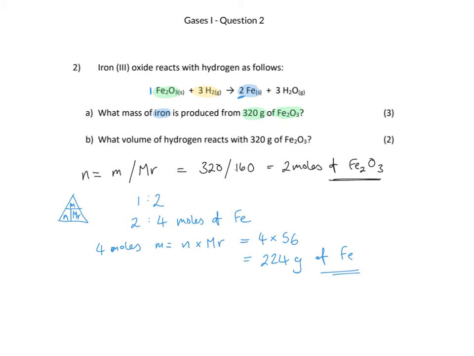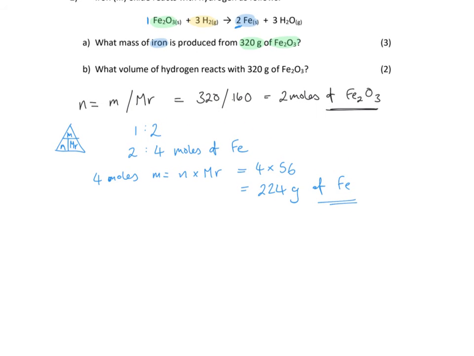Okay, to work down to question B, what volume of hydrogen? Just going to change my pen colour. Bring it back to black. What volume of hydrogen reacts with 320 grams of Fe2O3? Well, I'm going to have the same number of moles. 2 moles of Fe2O3 that we worked out in part A.